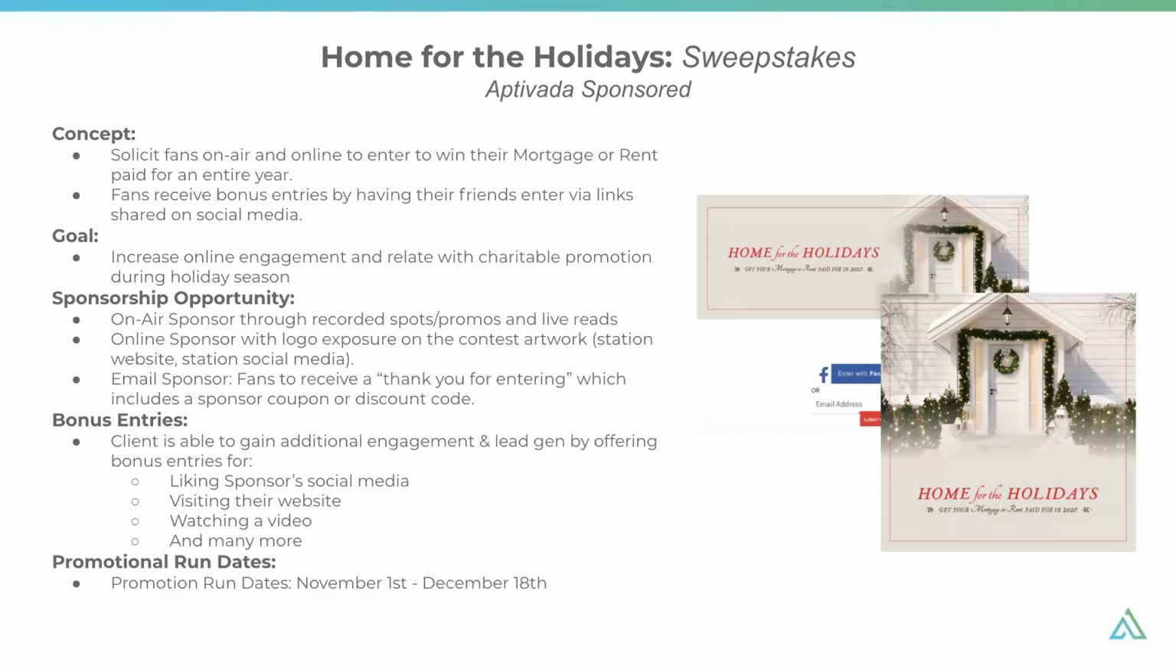So promotional run dates on this start November 1st. Please get signed up as soon as possible through December 18th. We want to make sure everybody has this on their Aptivada platform. Tell your promotions teams to get signed up, or even get signed up yourselves. My one suggestion too is you can change the creative. We provide creative, as you can see here, the Home for the Holidays creative and logos. We will provide creative, but if you want to change that creative, you are more than welcome to do so.